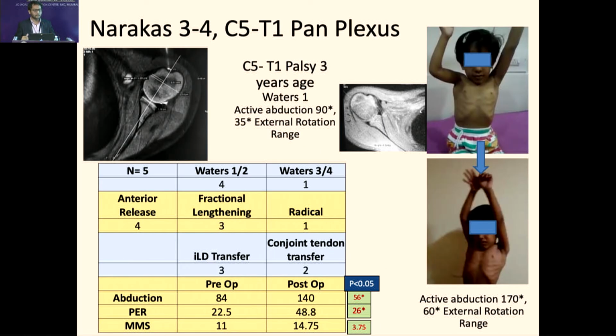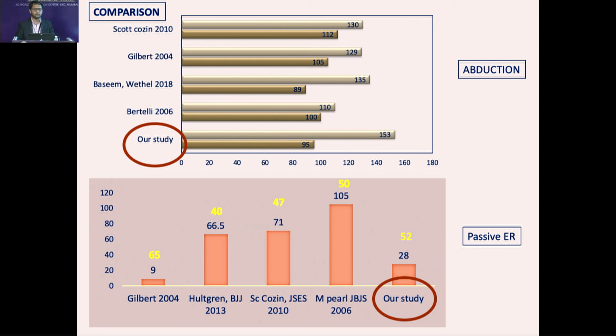In the third, we combined the Narakas 3 and 4, which is total plexus palsy, and we had 5 patients. Out of these, anterior release was required in 4, but majority of them were just fractional lengthenings. And isolated latissimus dorsi transfer was required in 3, conjoint tendon transfer in 2. And we could achieve a mean abduction improvement of 56 degrees, passive external rotation range improvement of 26 degrees, and a modified Mallet score improvement of 3.75.